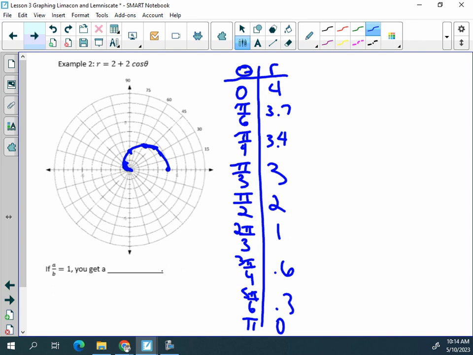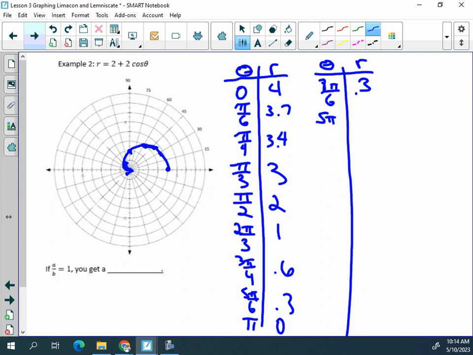Then we're going to see a lot of symmetry. So I'll show you. The next point is 7 pi over 6. Cosine of that is negative square root of 3 over 2, times 2 is just negative square root of 3, plus 2 is going to get us 0.3. So then we're going to start working our way out. So 0.3. I think I got that almost on the right line.